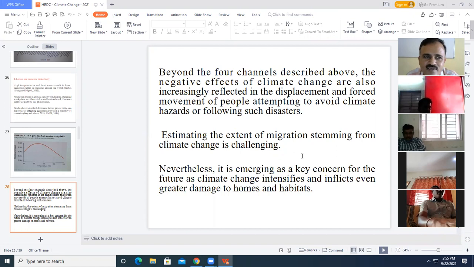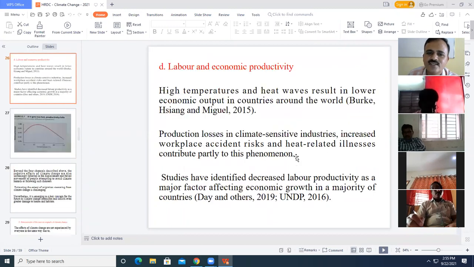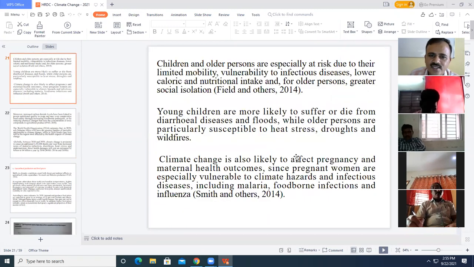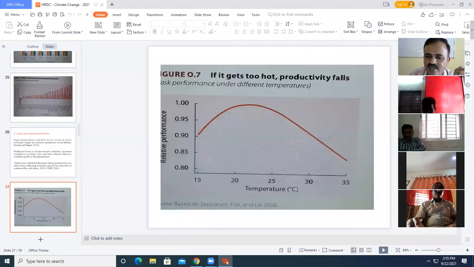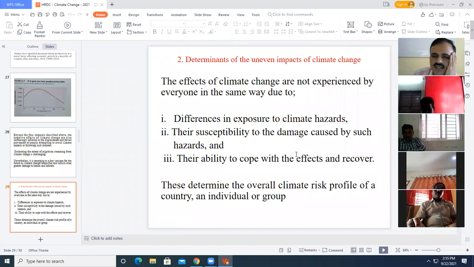That is the impact of climate change and global warming on the migration of people, or the movement of people from one place to another. So this is the first part of our discussion, related to the channels through which climate change affects a country's livelihood. Then we discussed agriculture, health, labor and productivity. These are the four important things.